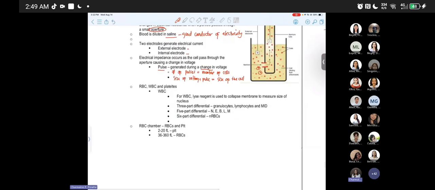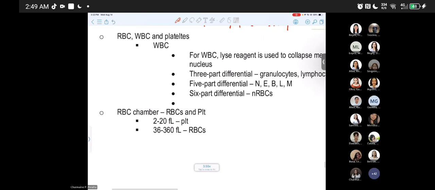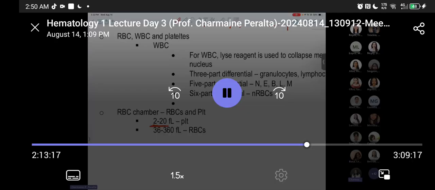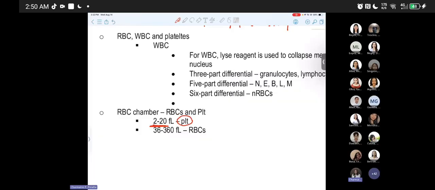So, bibilangin niya RBC, WBC, platelets. For RBC chamber, kapag 2 to 20 yung size, yung femtoliters, ika-count niya yon as platelet. If ang na-detect niyang size ng cell na dumaan sa aperture is 36 to 360 femtoliters, ika-count niya yon as RBC. Okay? So, dito na-determine yung count. Depende sa size. Yung count depende sa pulse. Yung pag-identify is depende sa size. Ano yung size? Yung femtoliters. Kapag 36 to 360, RBC. Kapag 2 to 20, platelet.